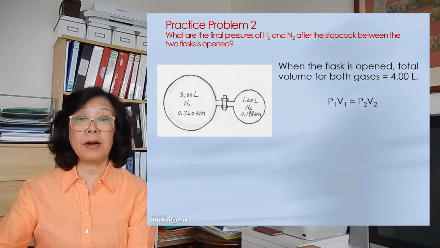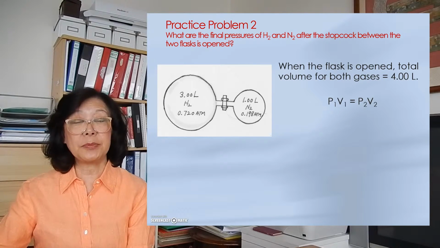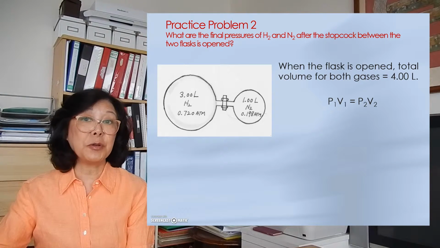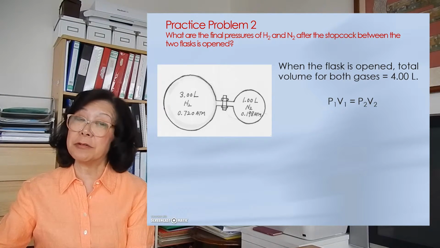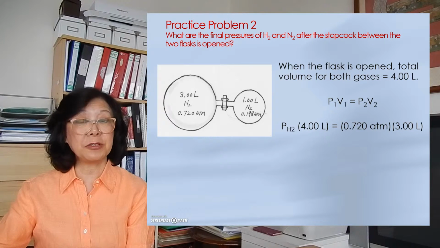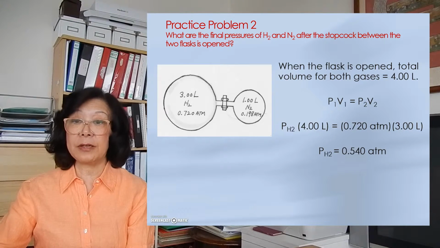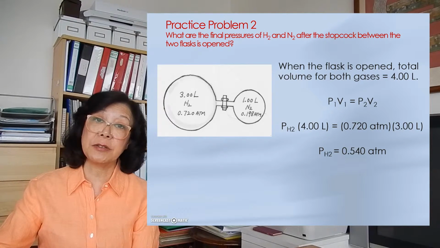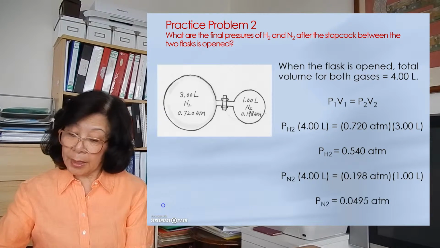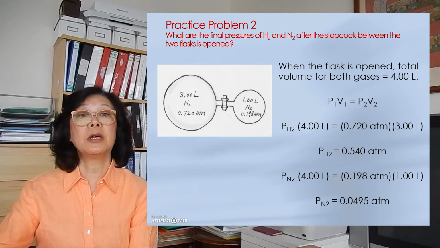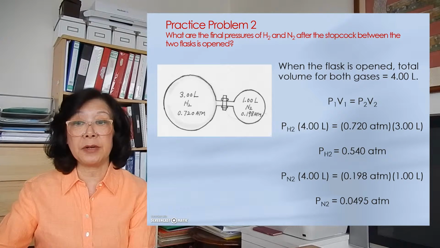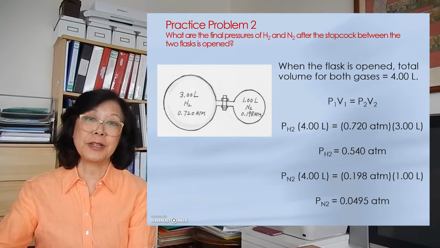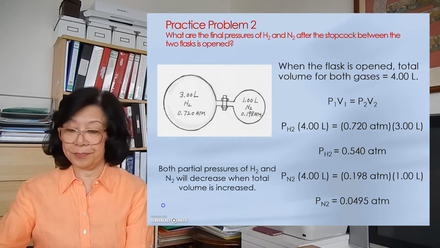Now remember, I have a greater volume for the gas molecules to roam around, a total of 4 liters. So definitely the pressure will be decreased because the volume is increased. I apply Boyle's law to solve the problem, and I find that the partial pressure of hydrogen now becomes 0.540 ATM, and the partial pressure of nitrogen becomes 0.0495 ATM. Both pressures have been decreased due to a larger volume for the gas molecules to roam around.